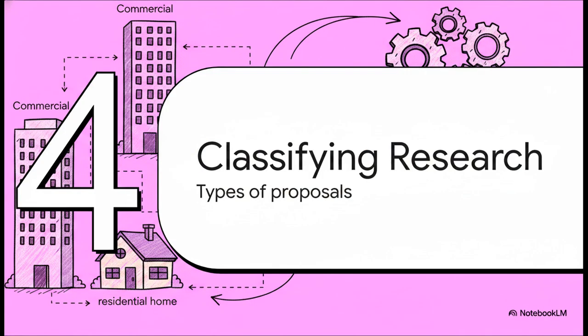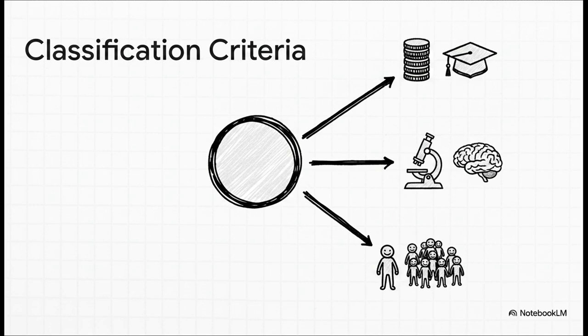All right, Section 4, classifying your research. So it turns out there are actually a few distinct ways to classify these blueprints, and it really depends on what kind of structure you're trying to build. For instance, it might depend on who's holding the purse strings. Are you writing a grant proposal to secure government funding, or a dissertation proposal for your grad degree?